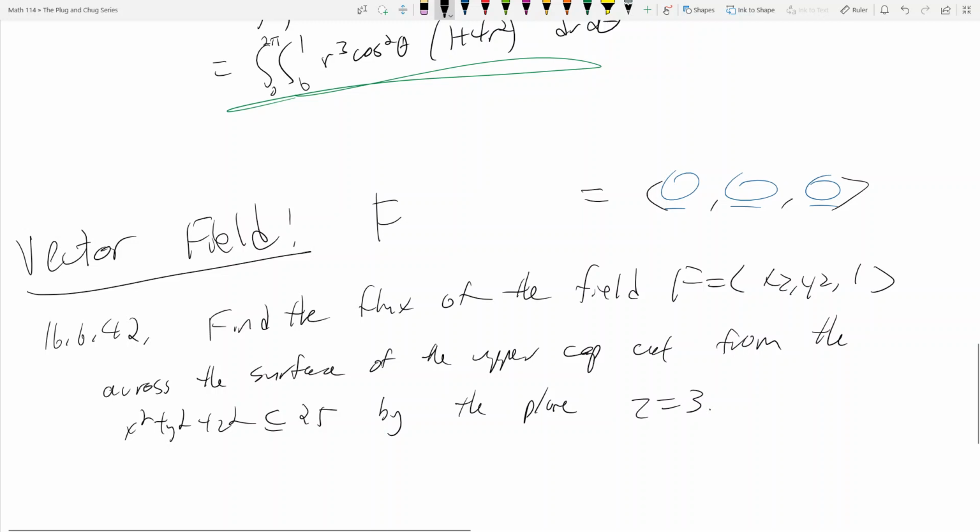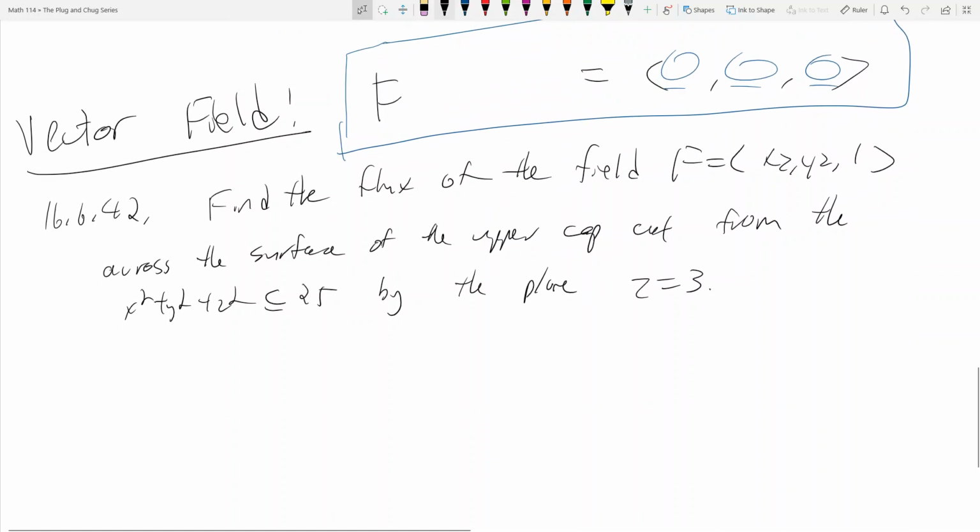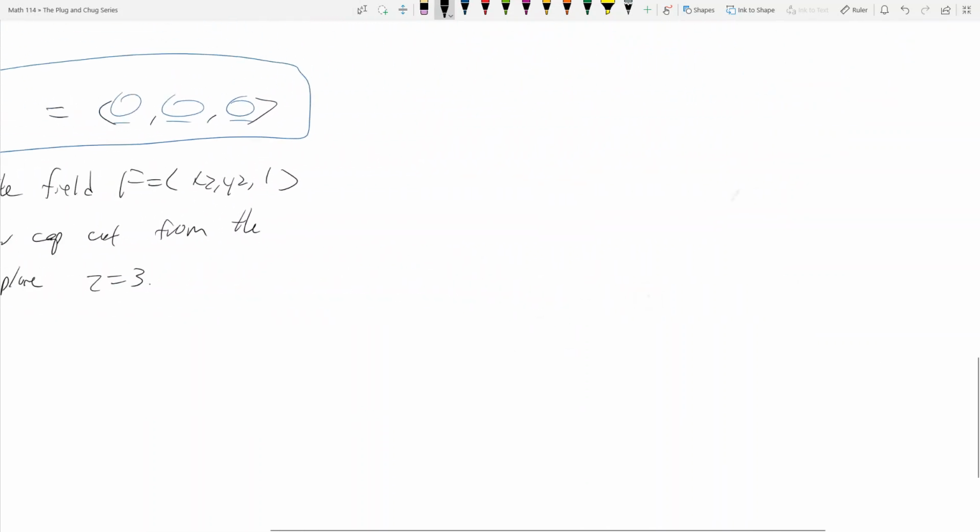When we're talking about vector fields, when we have F like this, we're going to talk about flux through a surface. I know we haven't really talked about flux before. I mentioned it briefly in Green's theorem. But what is flux in 3 dimensions? Let's draw this region right now because it'll be useful.